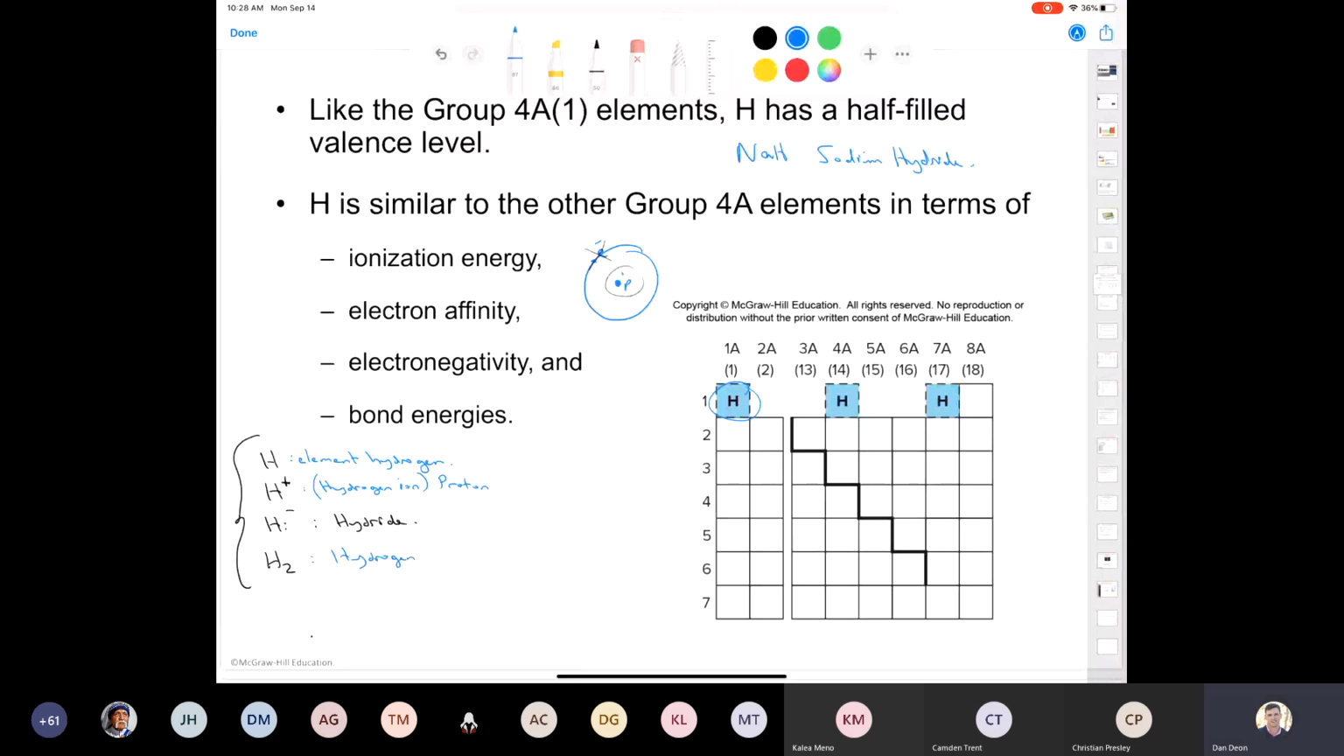Maybe I should be consistent here. Let me write it down. I'll put molecular hydrogen. So this is molecular hydrogen. Okay, and this is the hydrogen that's a gas that blew up in the Hindenburg.